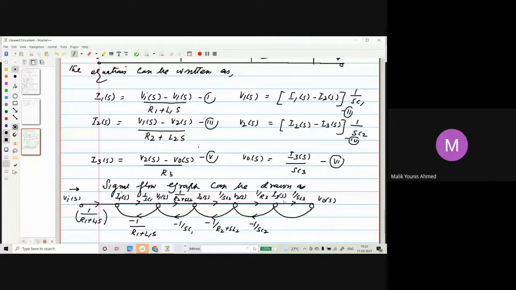Similarly, now coming to the next voltage, that is V0 of S. V0 of S is basically simply the multiplication here only. We don't need to do any manipulation.